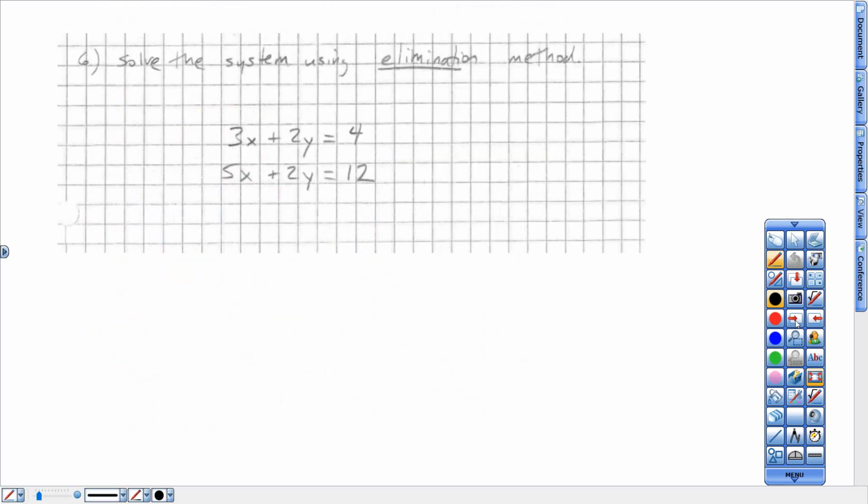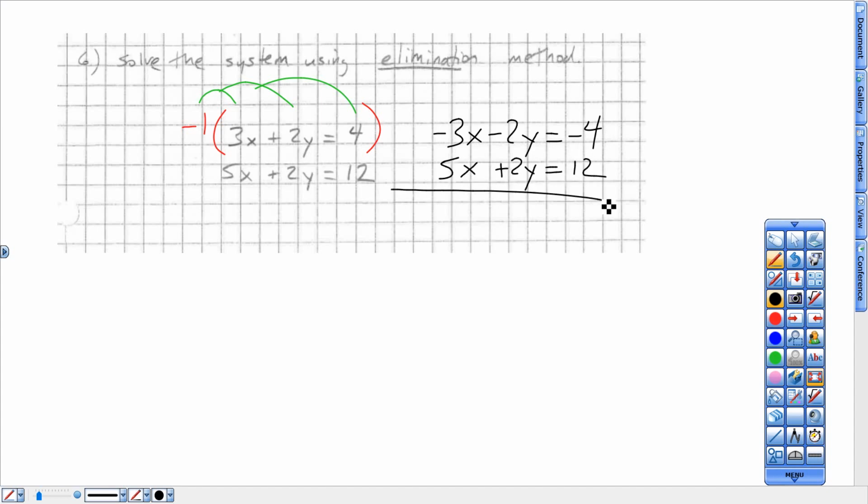This guy right here, solving by elimination. I'm going to times this whole top row by negative 1, and I'm going to distribute that negative 1 all the way through and take the time to rewrite it. So I have negative 3x minus 2y equals negative 4. On the bottom, I have 5x plus 2y equals 12. And when I add those up, these cancel because they're opposites. Gives me positive 2x equals 8. And then right there, I'm going to divide both sides by 2. And that gives me half of my coordinate, x equals 4. That is half of my answer.